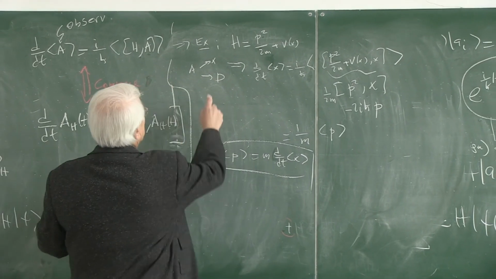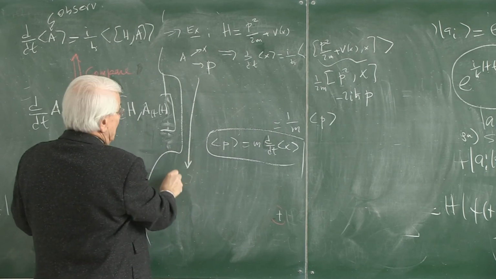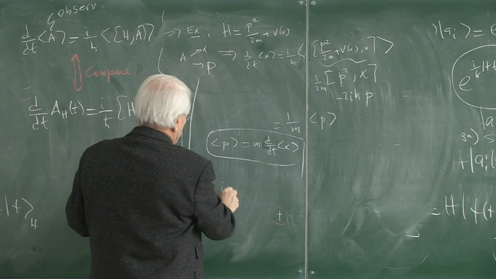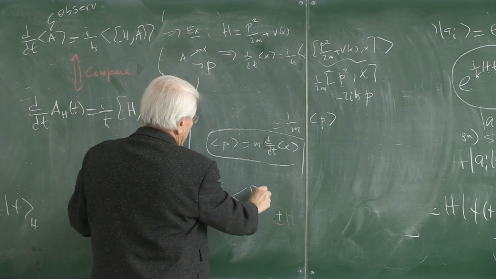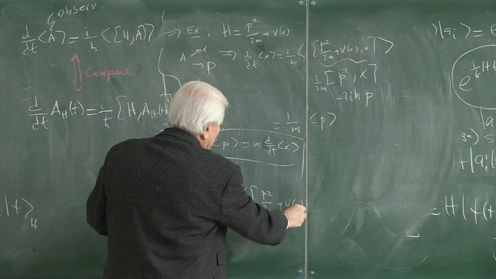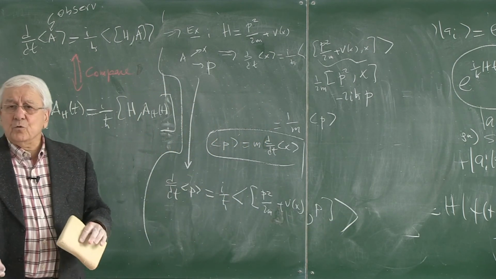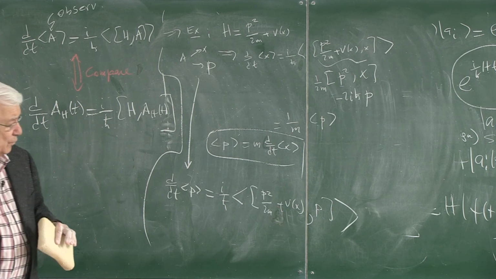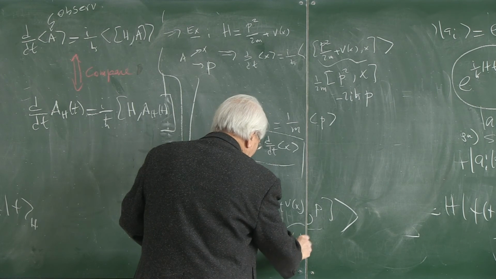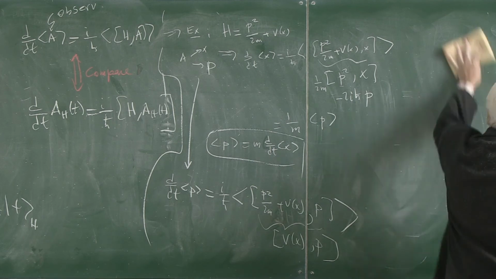Let me now pick the second. If A is p, d by dt of the expectation value of p is i over h bar, the expectation value of the commutator of p squared divided by 2m plus V of x, comma, p. That's the right-hand side. The p squared term commutes with p. It is only the V of x term which you should compute. V of x, p. Let's compute that commutator before proceeding.